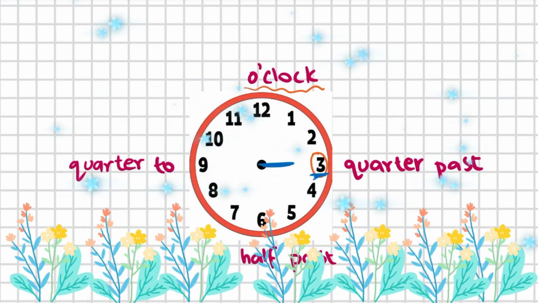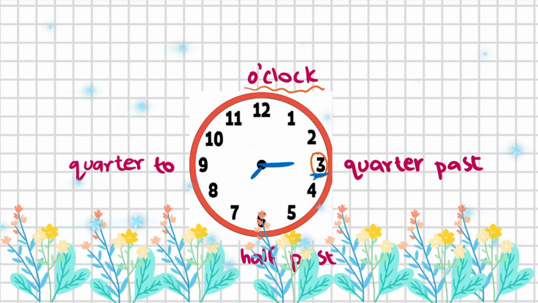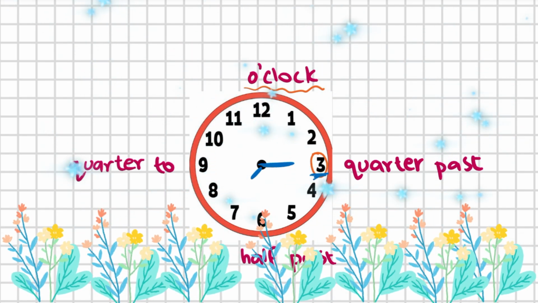For example, the short and thick needle is on the 7th hour. So you can say it's quarter past 7.